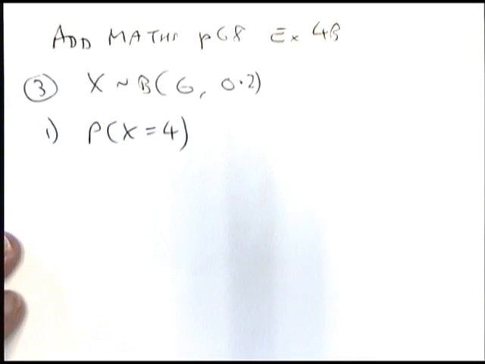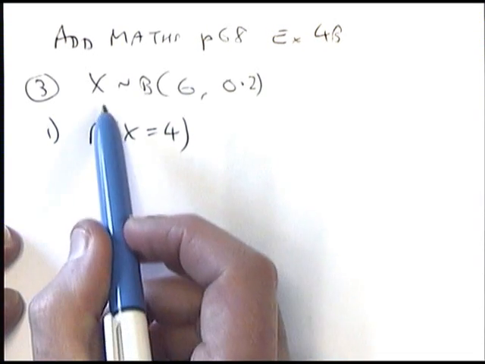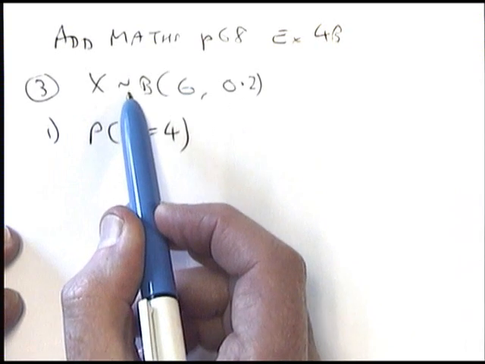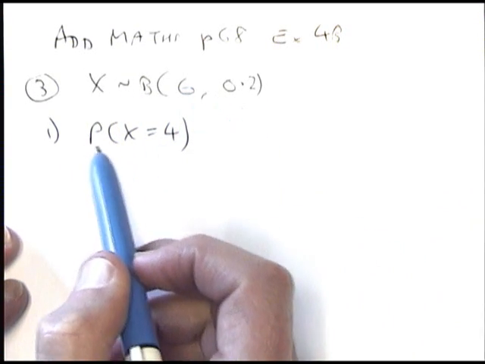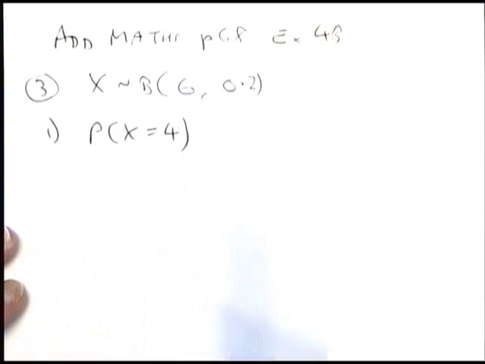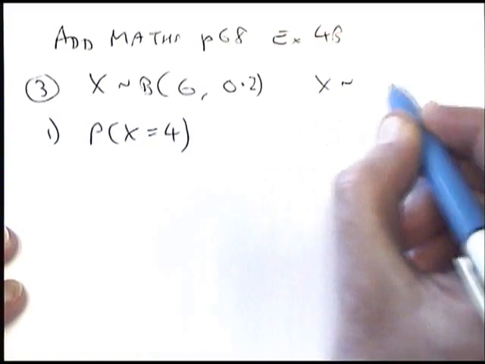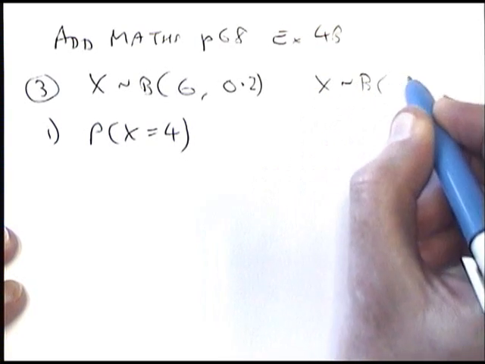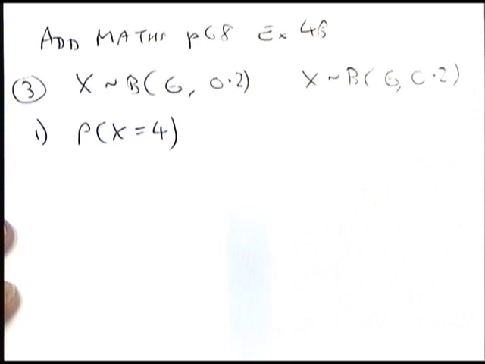This is from the AddMaths book, page 68, exercise 4B, and it's question 3. In question 3, it gives you this: X tilde B(6, 0.2), and then you've got to find P(X = 4). First thing we've got to do is work out what all of these things mean. So let's look at this bit here first of all. The X tilde B(6, 0.2).